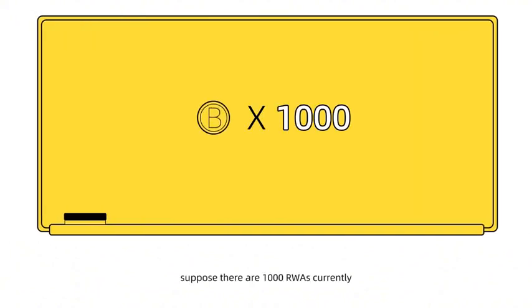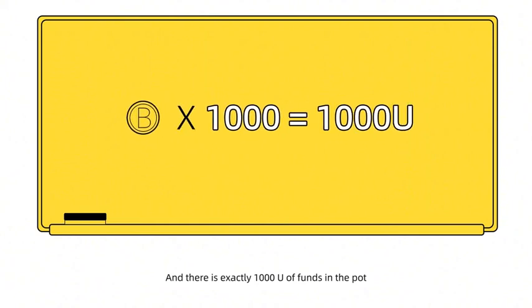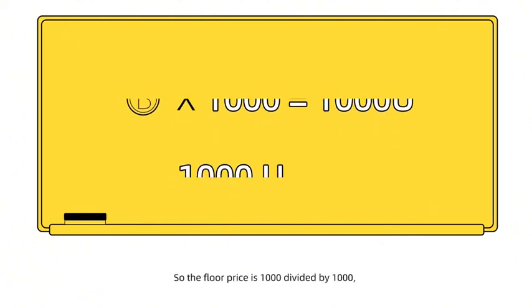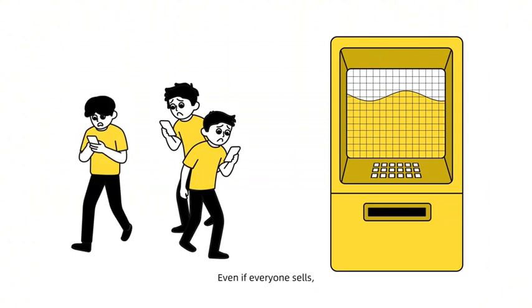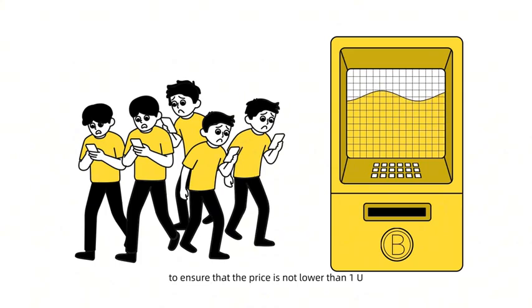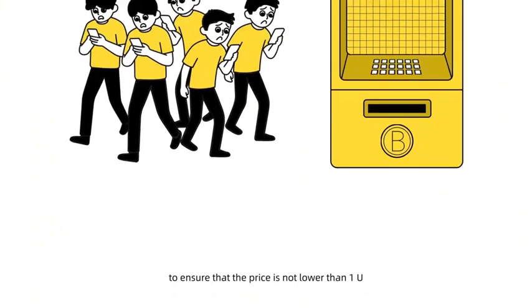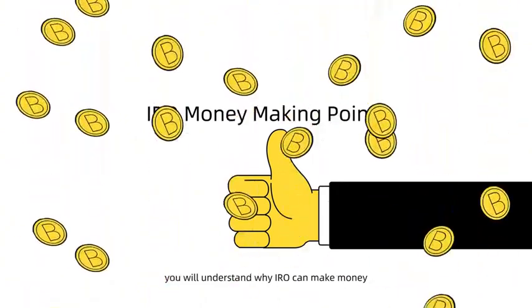Suppose there are 1,000 RWAs currently, and there is exactly 1,000 U of funds in the pot. So the floor price is 1,000 divided by 1,000, which equals 1 U per coin. Even if everyone sells, the pot will still be rigidly redeemed at a price of 1 U to ensure that the price is not lower than 1 U. Once you understand the mechanism, you will understand why IRO can make money.